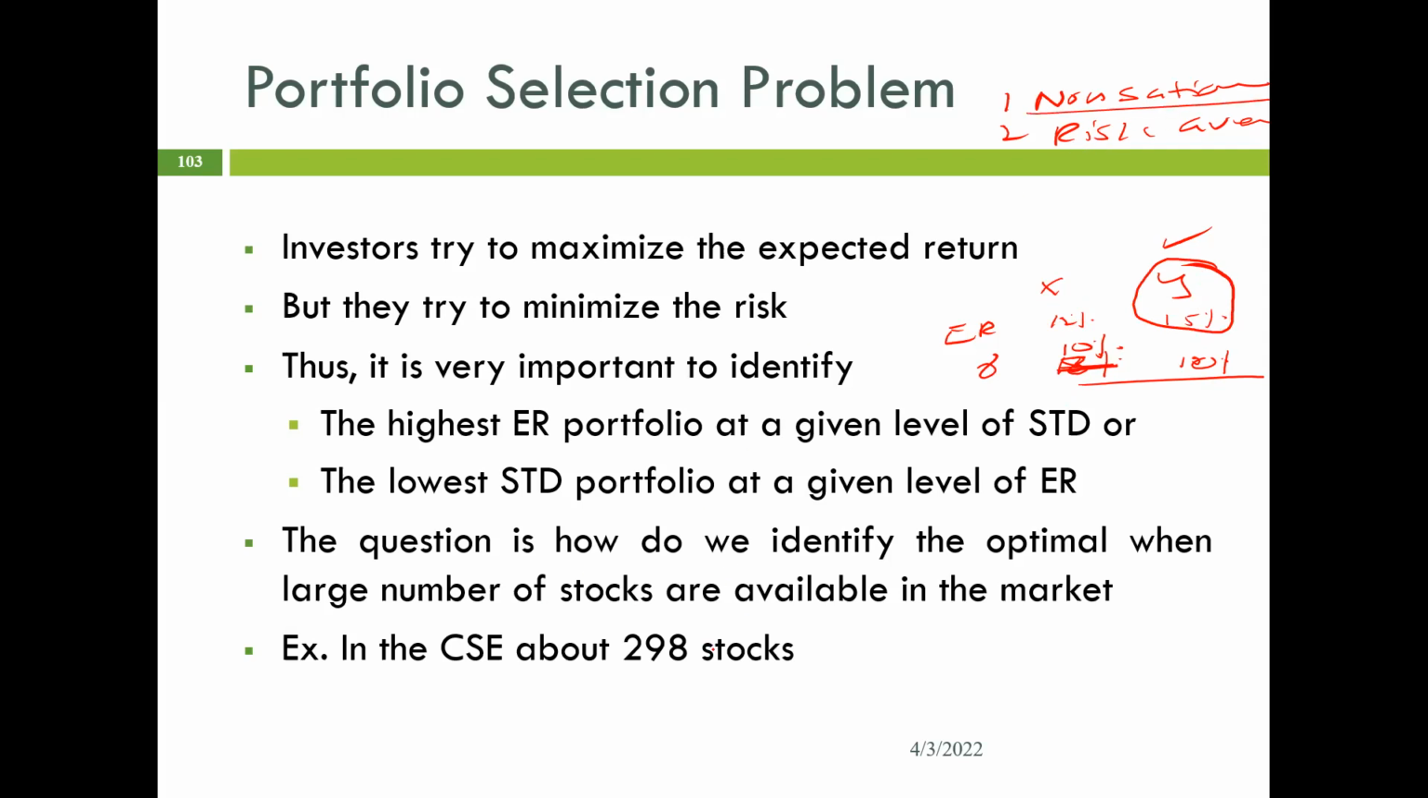The other one is risk aversion. Say you have 2 stocks like this, X and Y. Say X's expected return is 12%. Y also has an expected return of 12%. Both have the same expected return. Say standard deviation here 15%, here 20%. Now which one would you select?